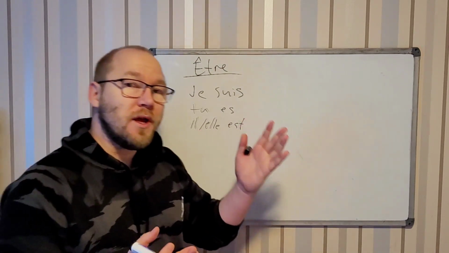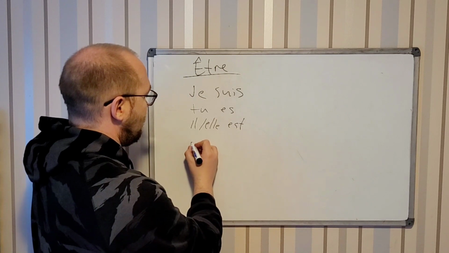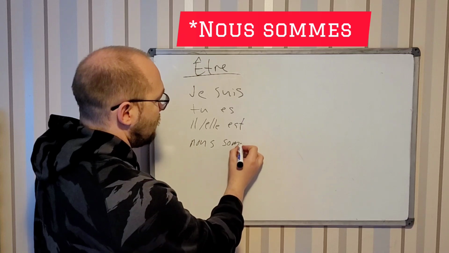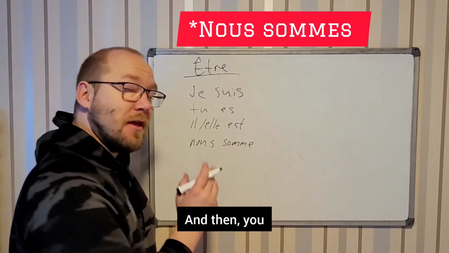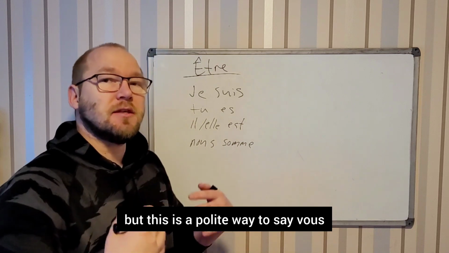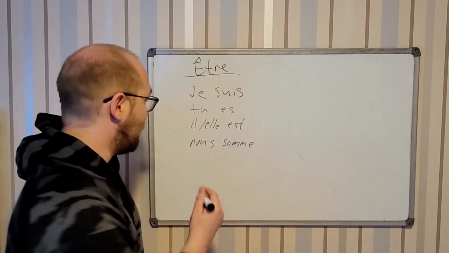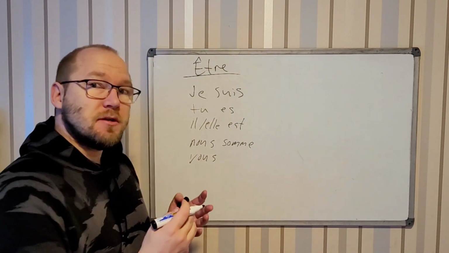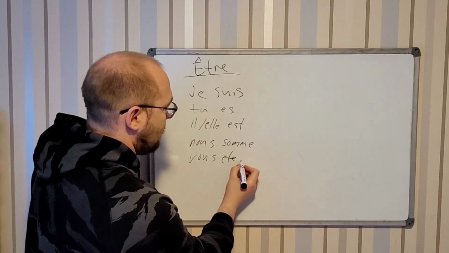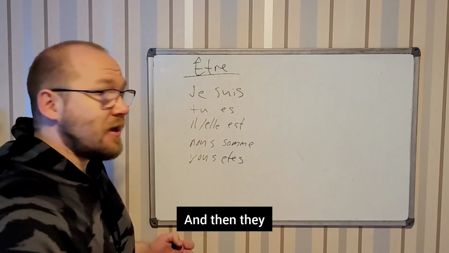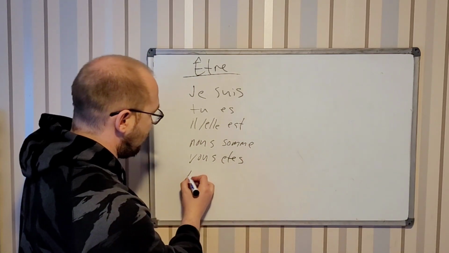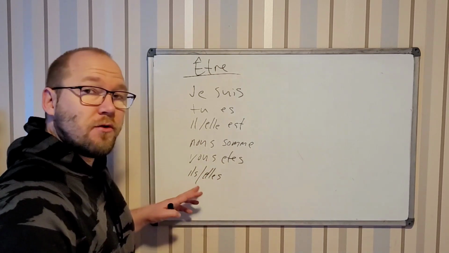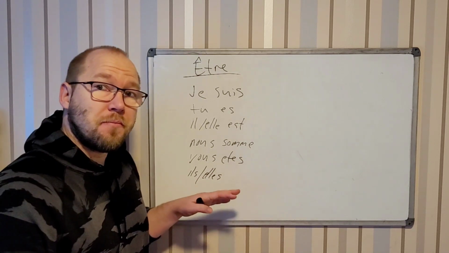Then we, nous sommes. And then you, but this is a polite way to say you. It's vous êtes. And then they, ils, elles. Ils for masculine, elles for feminine.